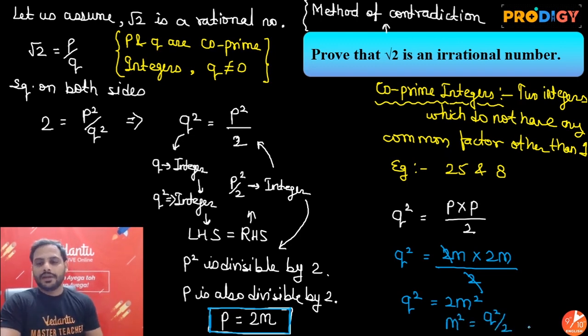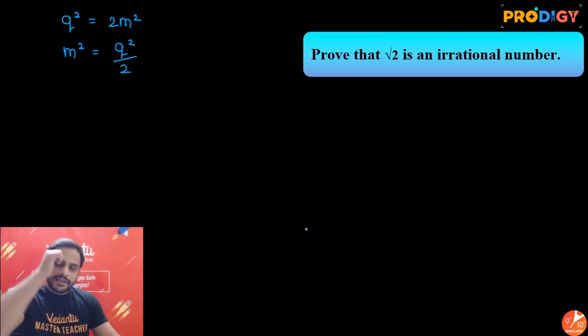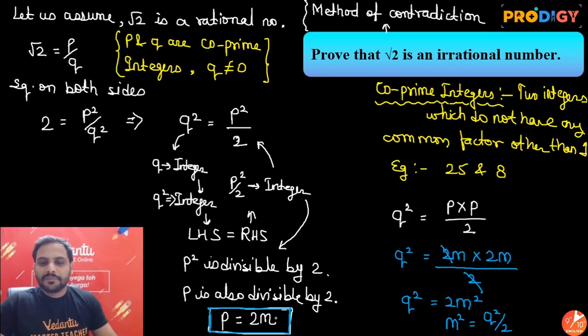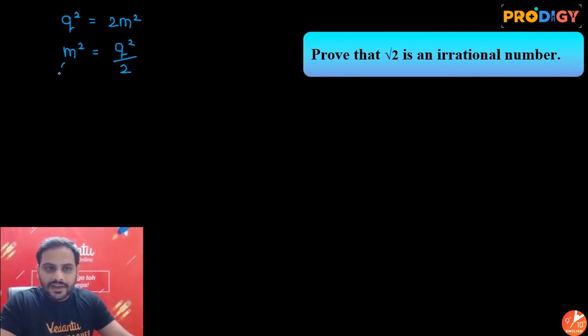Let me write it over here. On the next page, I have got q square is equal to 2m square. So I can say m square is equal to q square by 2. Now again, beta, same logic. Here p is equal to 2m. We know m is some whole number. Okay, so whole number means an integer only. So this side m square, m is an integer, then m square will also be an integer.